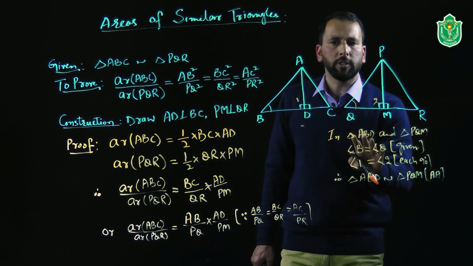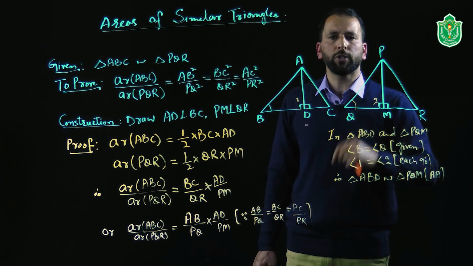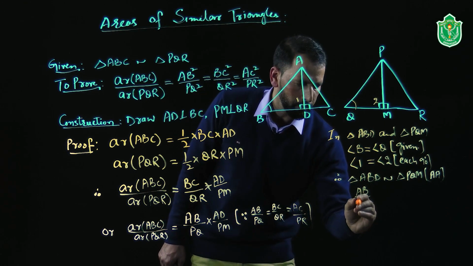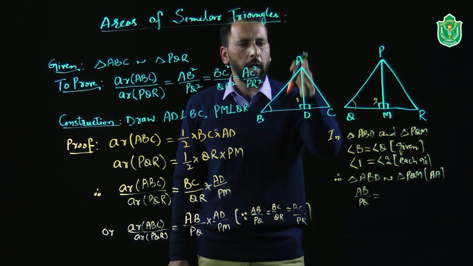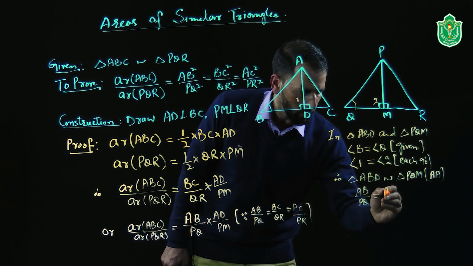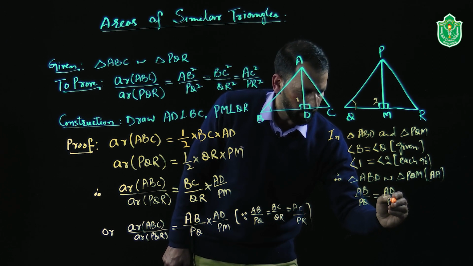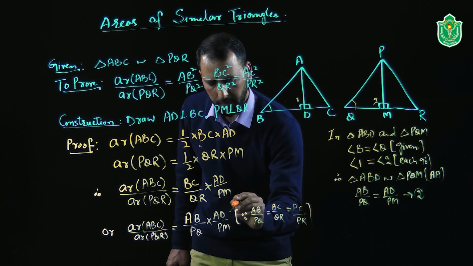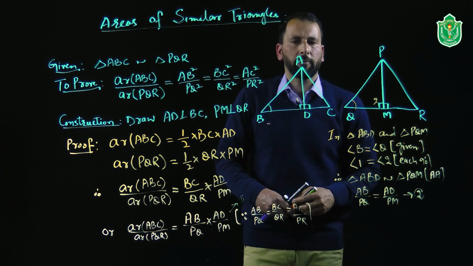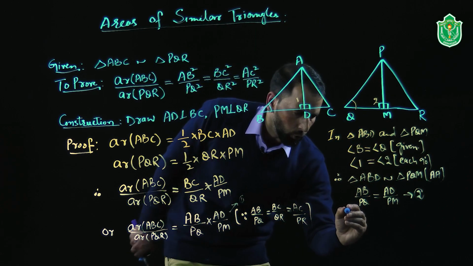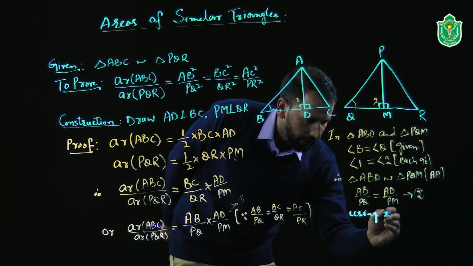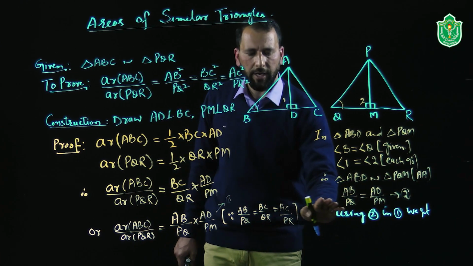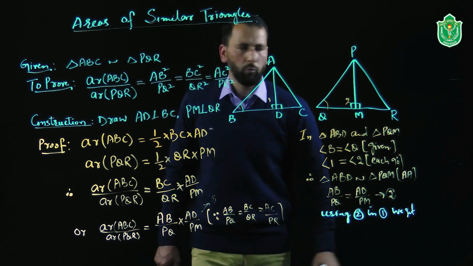And we know that when two triangles are similar, their corresponding sides are proportional to each other. It means AB is proportional to the side PQ, equals AD is proportional to PM. We call this one equation second, and we call the earlier one equation one. So now we use equation second in equation one.